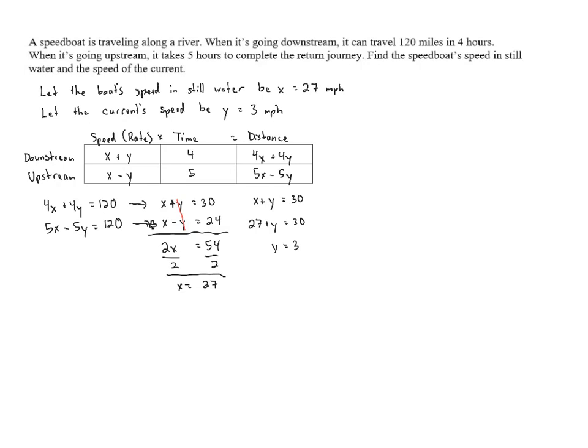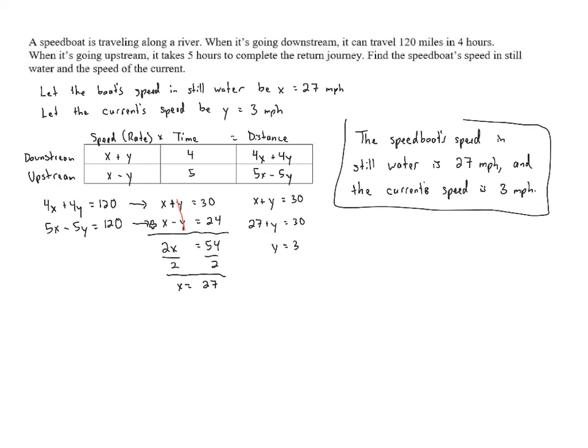And so we end with our conclusion. The speedboat's speed in still water is 27 miles per hour, and the current's speed is 3 miles per hour. And that is our final answer.